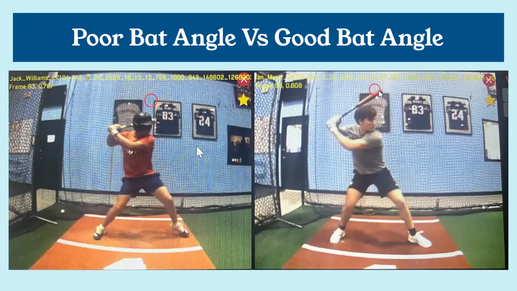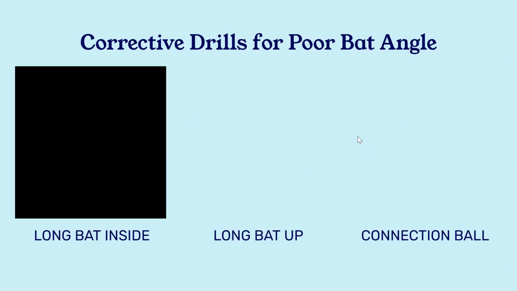The hitter on the right, you can see he's in that good position where the head of the bat is 45 degrees above, and he's going to have a nice, efficient path to the baseball.